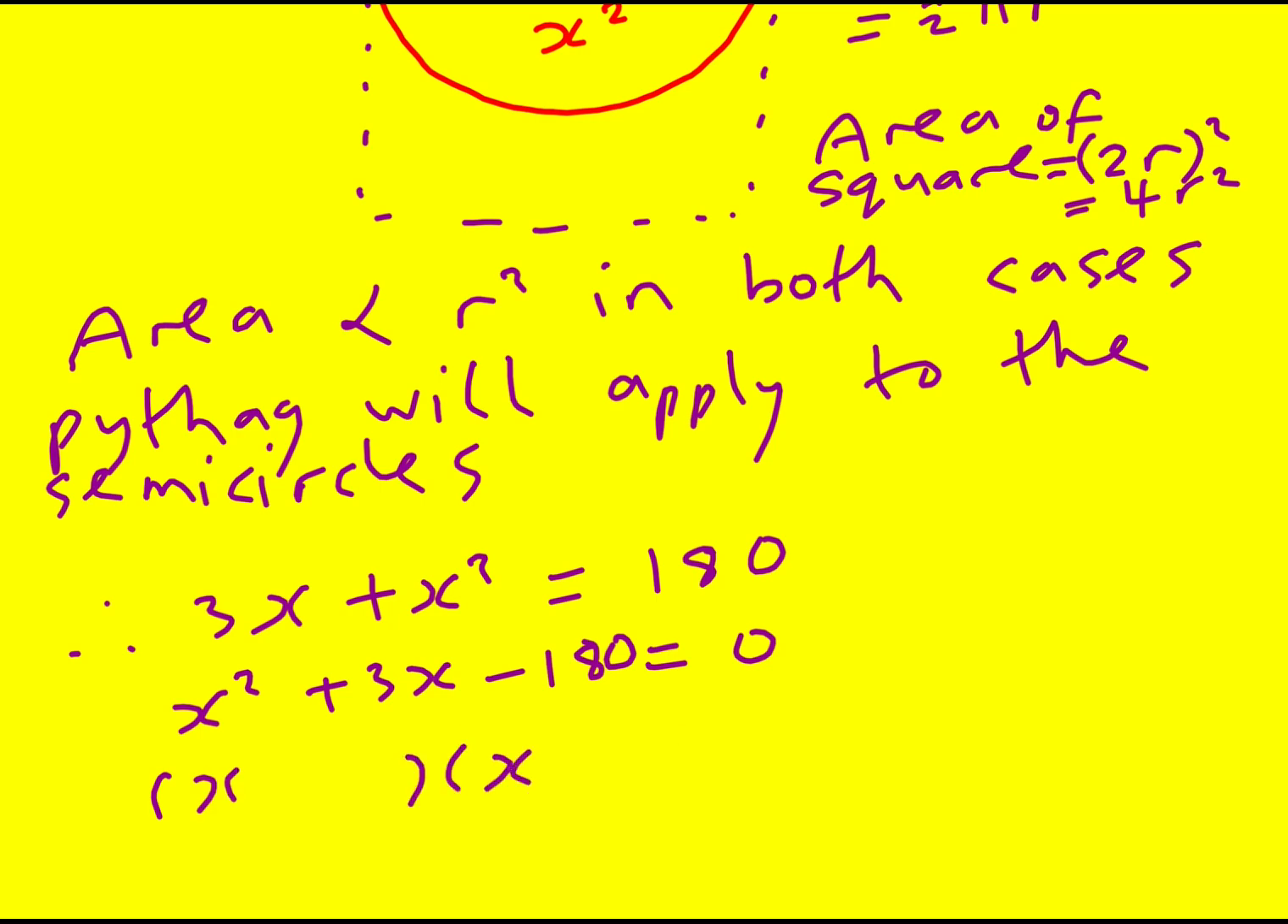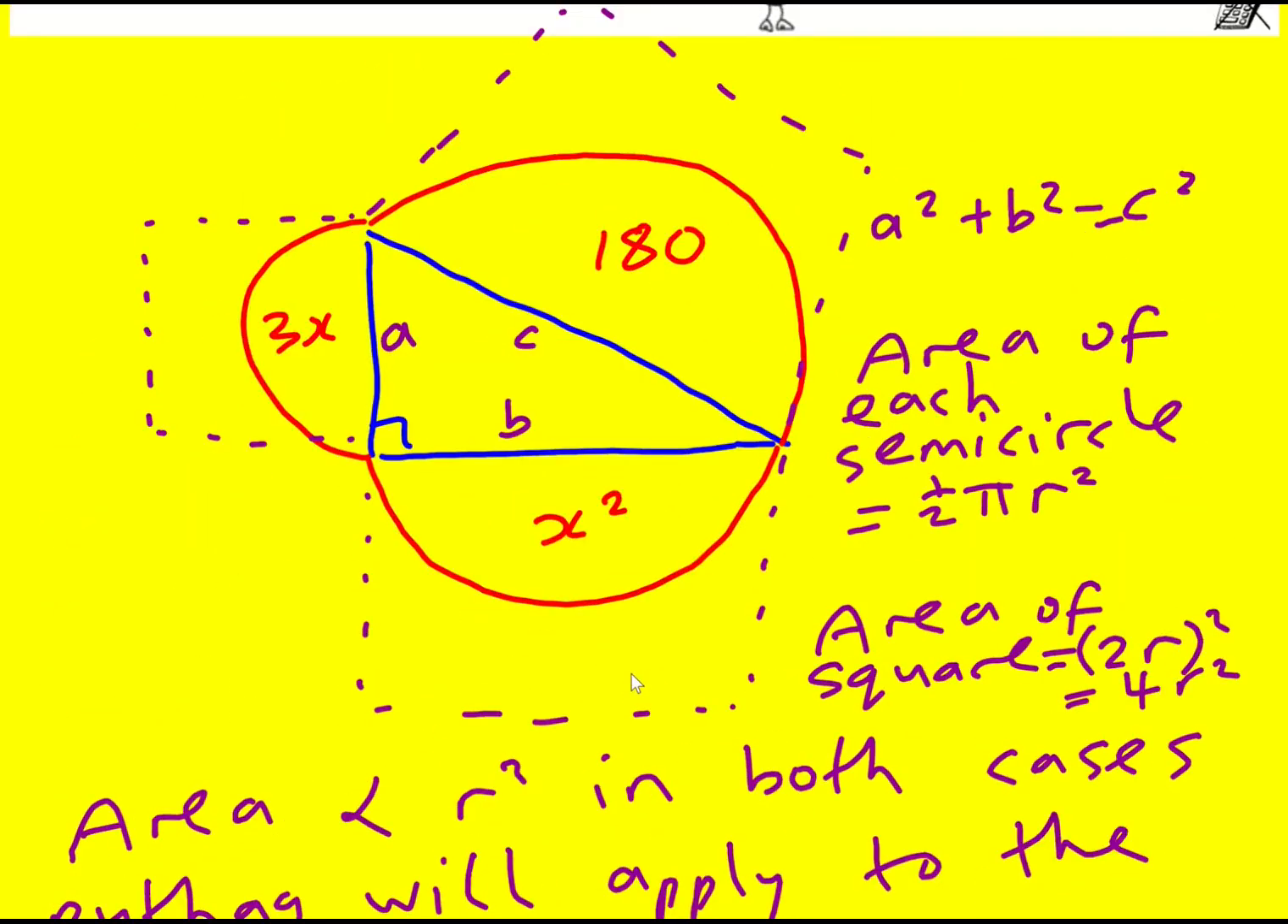If it's going to factorize, then the factors have got to be quite close to one another to get 3 here. And actually, with a little bit of thinking about it, we get 15 and 12. x plus 15, x minus 12 equals 0. So x is going to have to be positive. x is equal to 12.